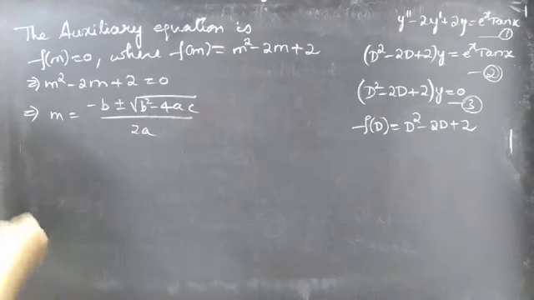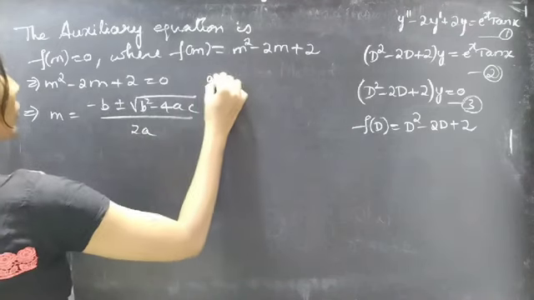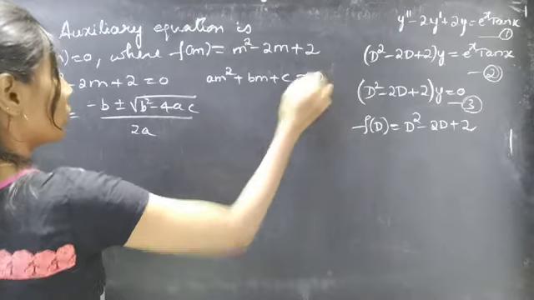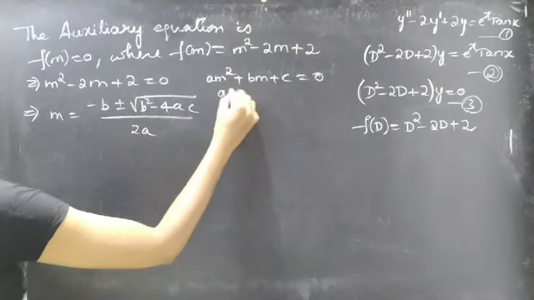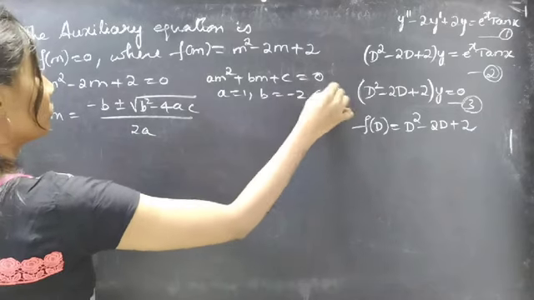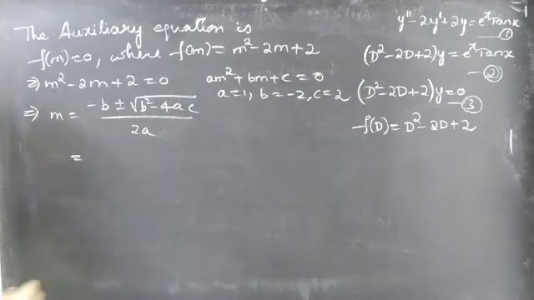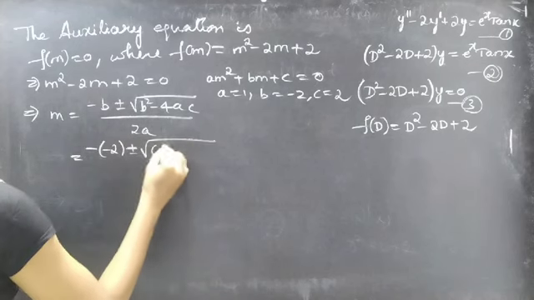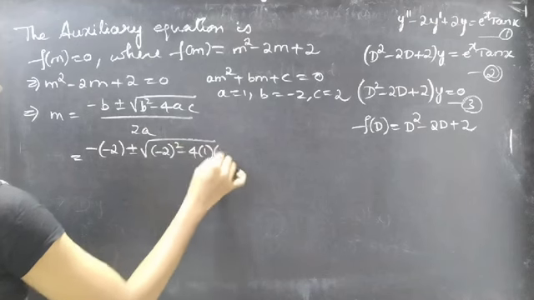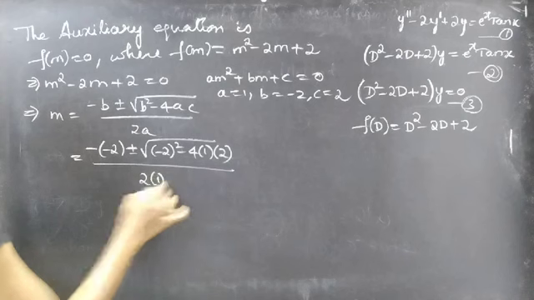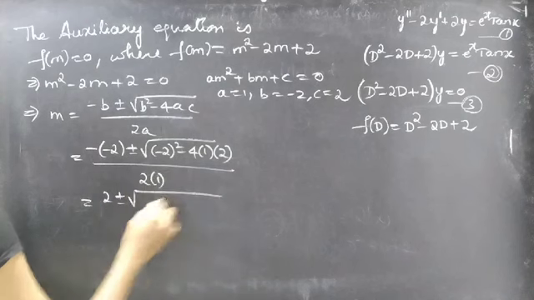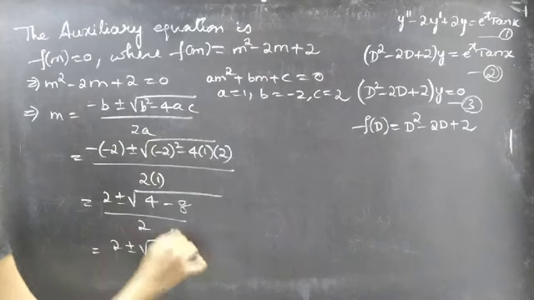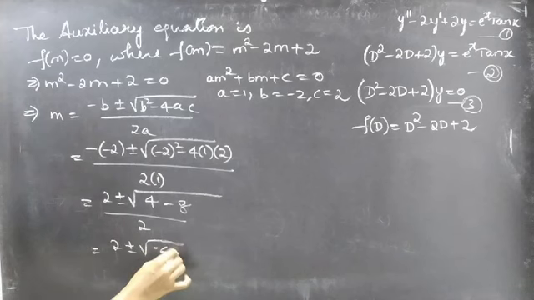Just compare with the general quadratic equation in m, so that we'll get a, b, c. Now just substitute the values, we'll get minus of minus 2 plus or minus square root of minus 2 whole square minus 4ac by 2a. This gives us 2 plus or minus square root of minus 2 whole square 4 minus 4 2s are 8, by 2, which equals 2 plus or minus square root of 4 minus 8 is minus 4.